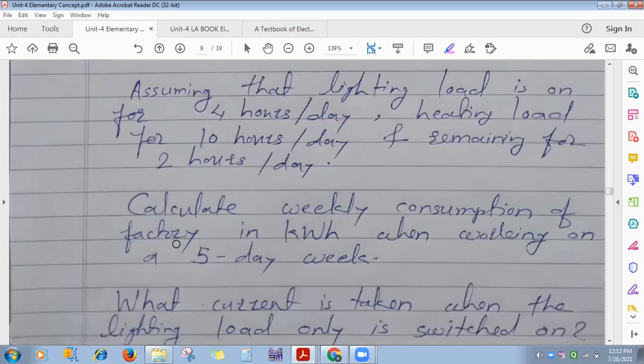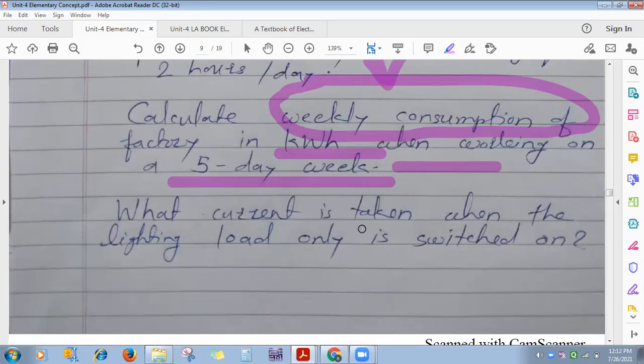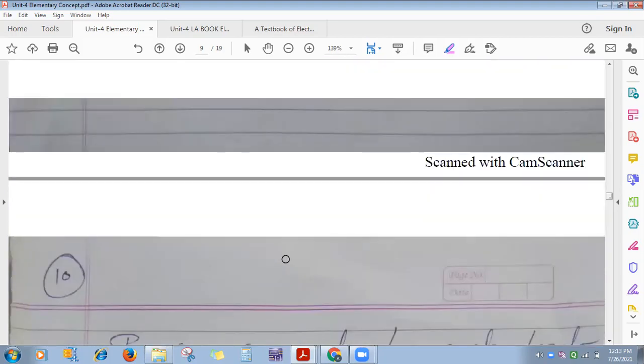Now calculate weekly consumption. Per week, how much in kilowatt hour, means energy you have been asked, isn't it? Not a power. So how much weekly consumption in kilowatt hour when working 5 days a week? In a week, 5 days it works. Okay. So for 5 days, how much energy will it consume? That you have to calculate because it's a 5-day working only for that factory. What current is taken when the lighting load only is switched on? We'll solve it one by one.